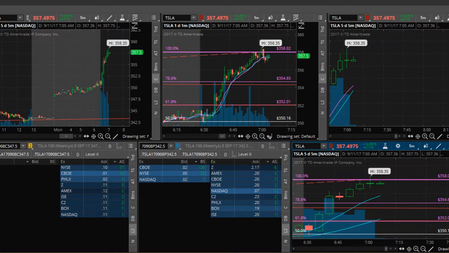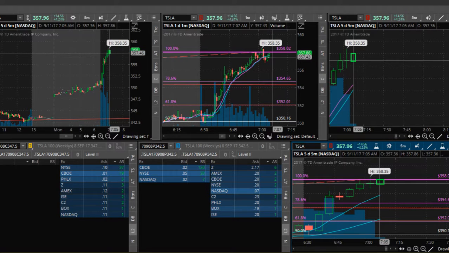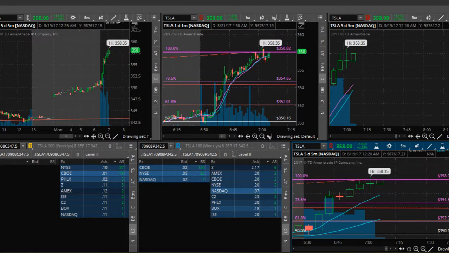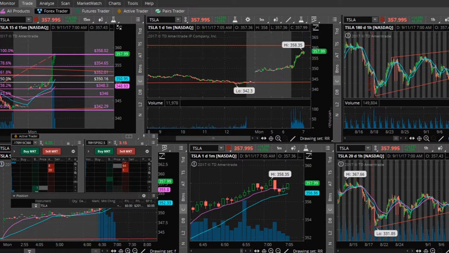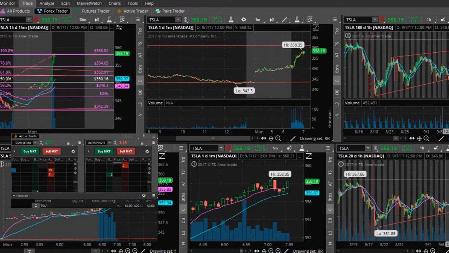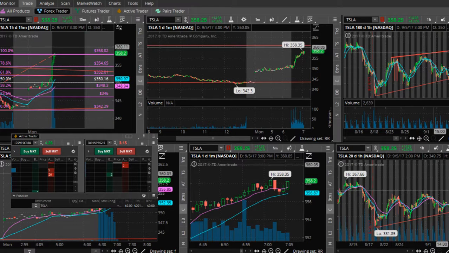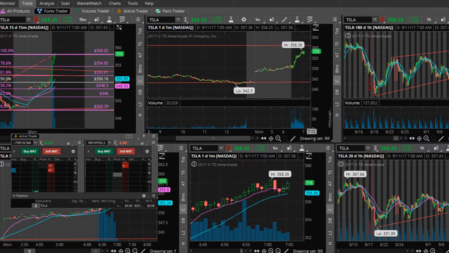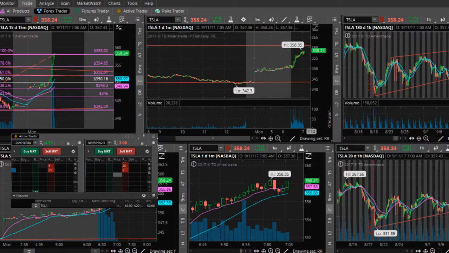So we're keeping an eye on that, making sure that it doesn't just bounce, because remember, we drew those trend lines earlier, guys. We drew those trend lines on this chart, this third chart right over here. We drew that in the morning before the market even opened. And I don't think you guys can see that. Hold on.